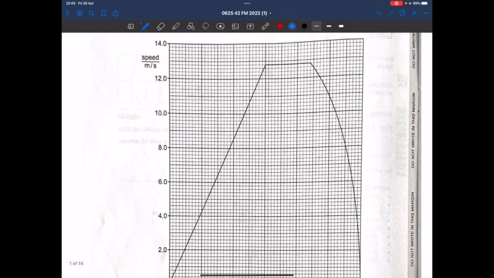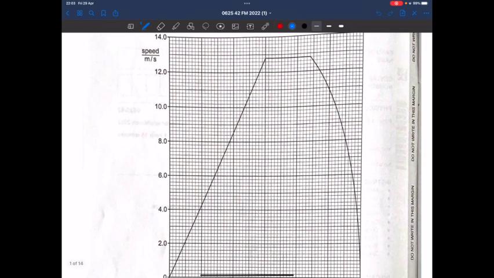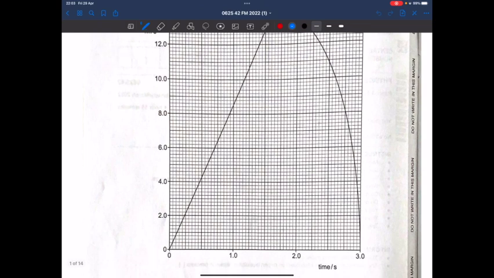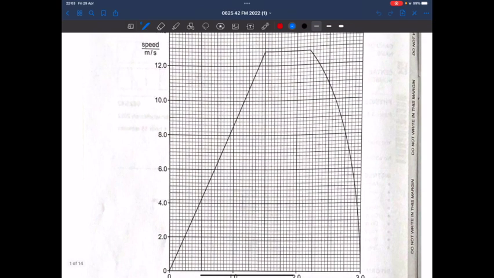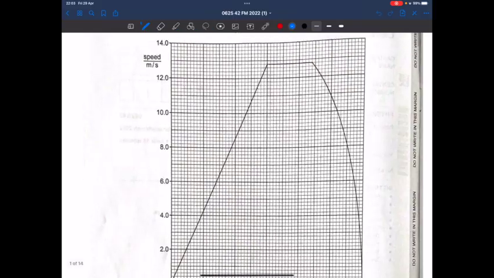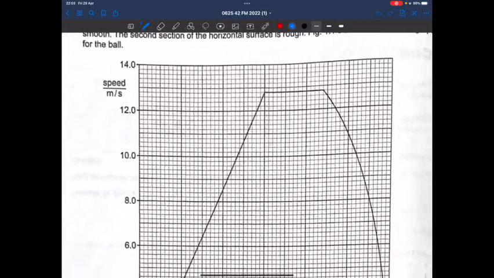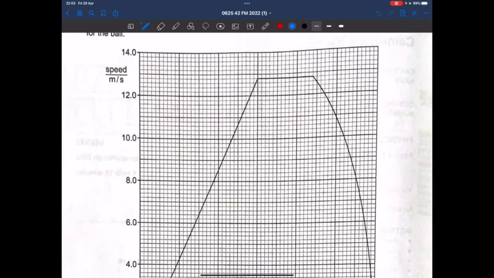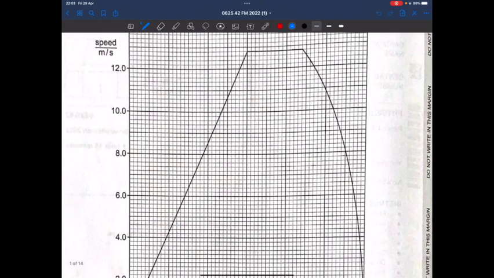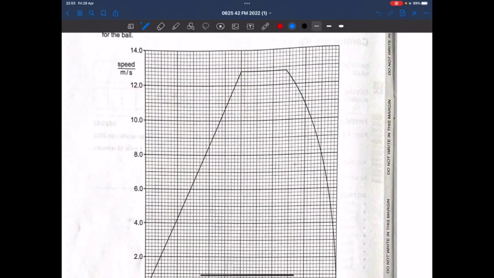Actually, the first part of the graph, I can read it. It means the speed is increasing, or the acceleration is constant, because we have a straight line with a positive constant slope. And the second section, as you see here, is a horizontal line. It means the speed becomes constant. I can see that the acceleration is zero because the slope is zero. And we can add that there is no force acting on this stage.